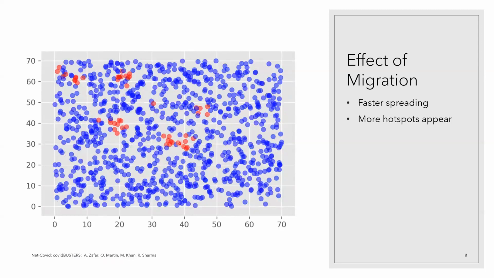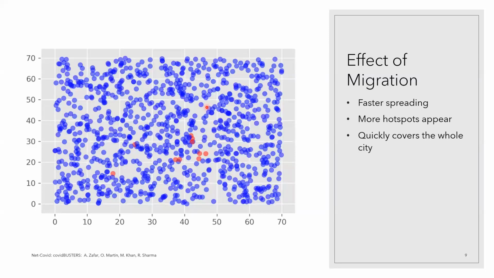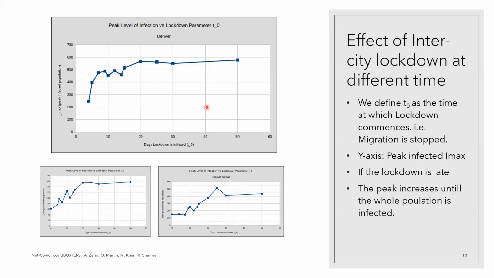So what we thought of doing was, we want to look at the effect of intercity lockdown. Intercity lockdown means we stop the migration of people across the cities at one time step that we define here as T0.